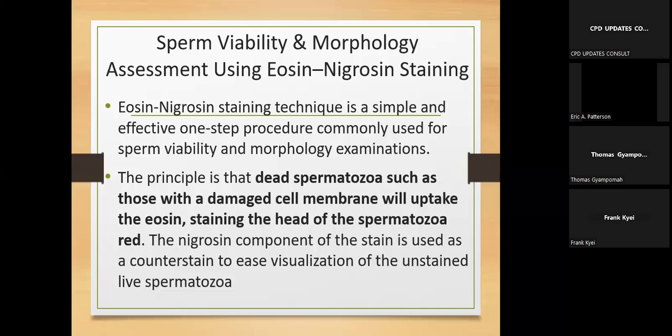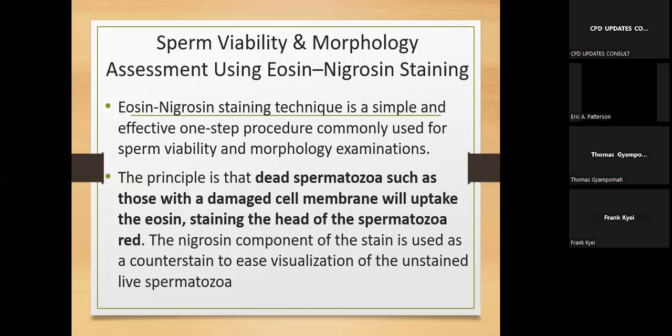And then you have eosin, which is also going to help you look at those sperms which are dead or alive. So when you combine eosin and nigrosin, you are going to kill two birds with one stone. The eosin nigrosin staining technique is very simple. You are going to use it for viability and also for morphology. Very, very simple. Anybody can do it in your lab.